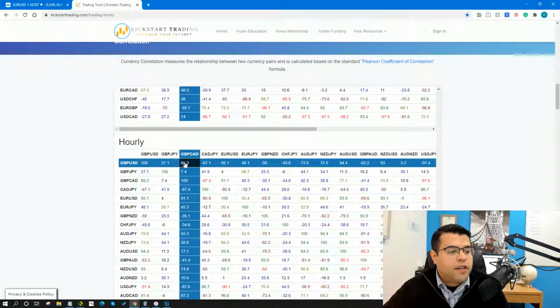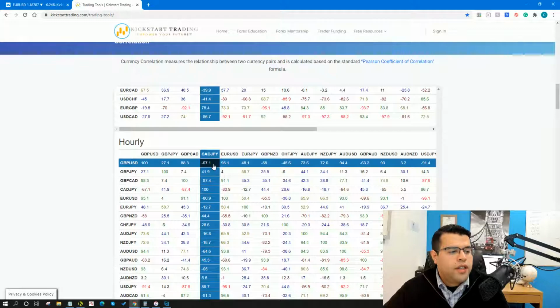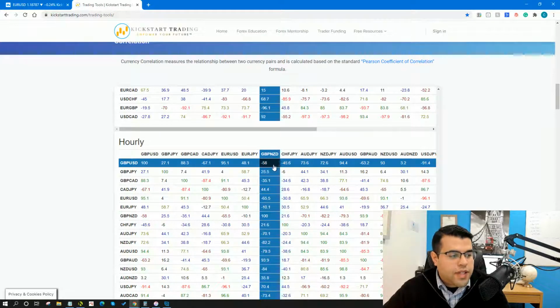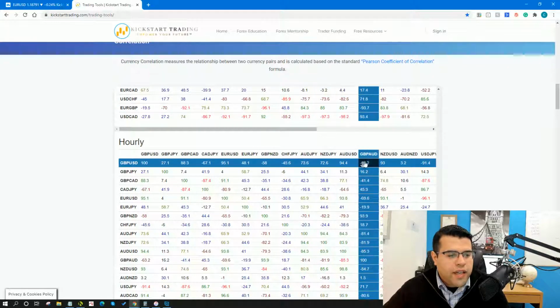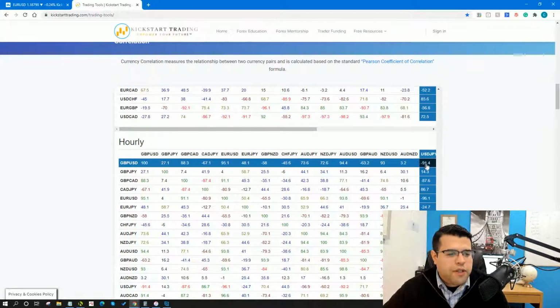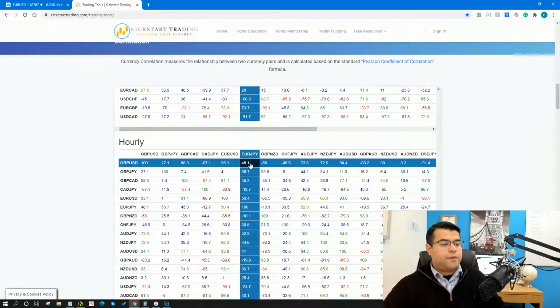But look at this, pound dollar and pound CAD most certainly do. Look at that, 88.3 on the currency correlation there. Pound New Zealand, you can see not really much there. So my suspicion of this being driven by the dollar is actually being confirmed here. Let me show you why.